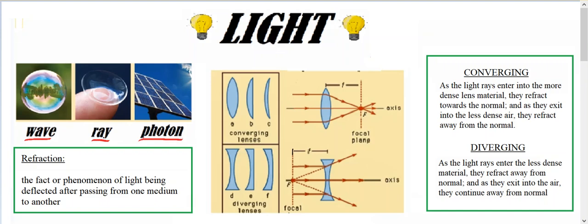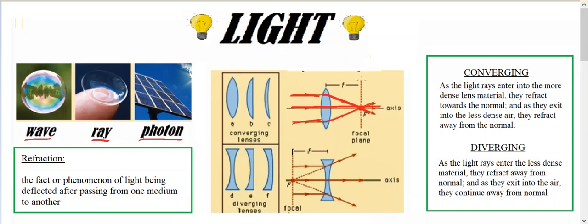Now when we say light is refracted, we mean that it is bent. So the definition of refraction is the fact or phenomenon of light being deflected or bent after passing from one medium to another. The two mediums could be air to water, air to glass, just two different types of materials to bend light. So the two different types of lenses that we're going to look at are converging and diverging lenses. Converging lenses take multiple rays of light and converge them to one focal point.